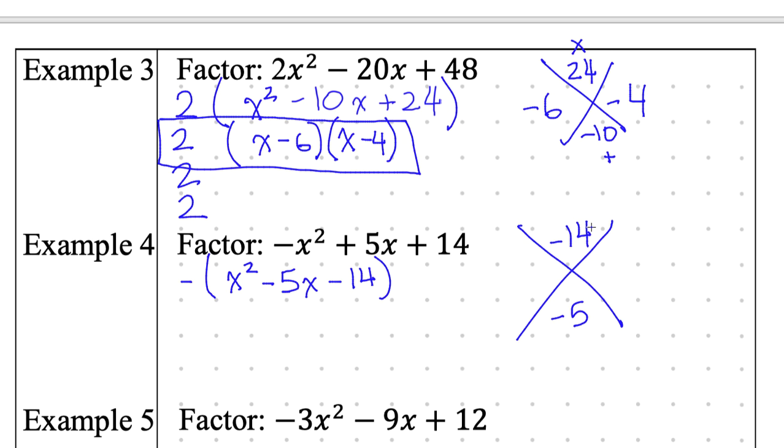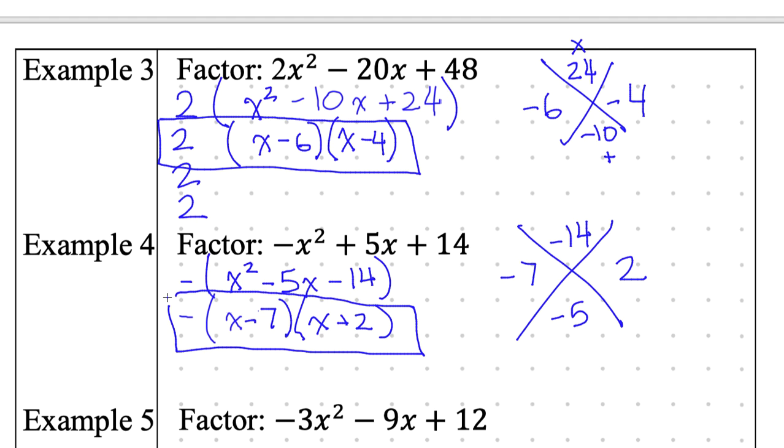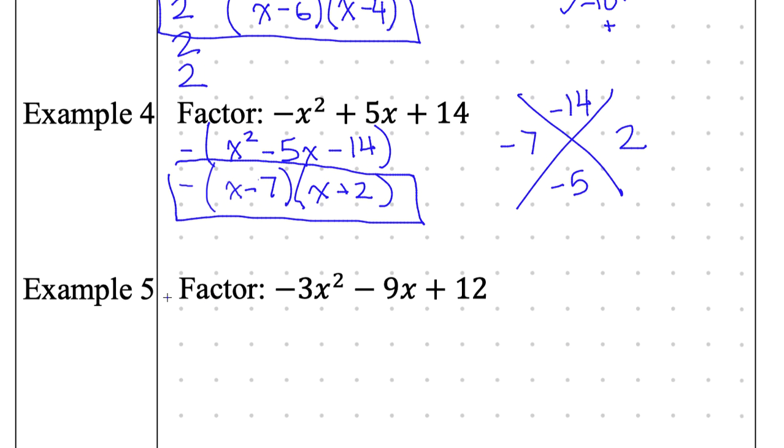Charles. Negative 7 and positive 2. Negative 7, positive 2. Jade, write this in factored form for us, please. Negative, x minus 7, and then x plus 2. There it is. And final answer, we box it. On to our final example.